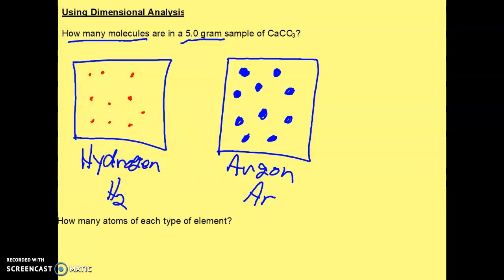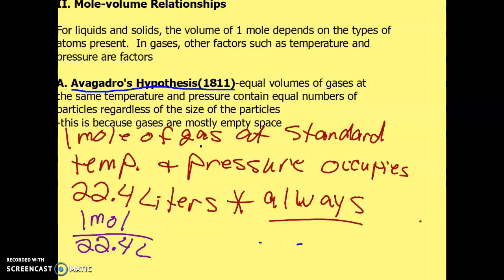But this is hydrogen. Oh, and then I did go back and say, okay, really hydrogen is diatomic, so it would be hydrogen bonded with another hydrogen. So these are really diatomic molecules of hydrogen, where this is single atoms of argon and so on. Argon is much heavier than hydrogen, but still, because gases are mostly empty space, we know that it will have the same number of particles of the gas. So if you didn't get that, I'll post the notes so that you can go back and get that.